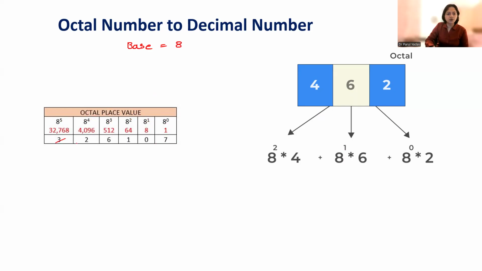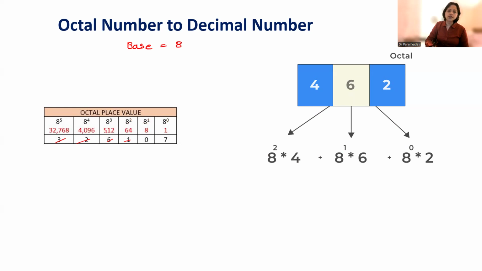Please ignore this line. There is no sense here. And then this will be 8 to the power 0 is 1. We know the power 0 of any number gives you 1. 8 to the power 1 is 8. 8 to the power 2 is 64.